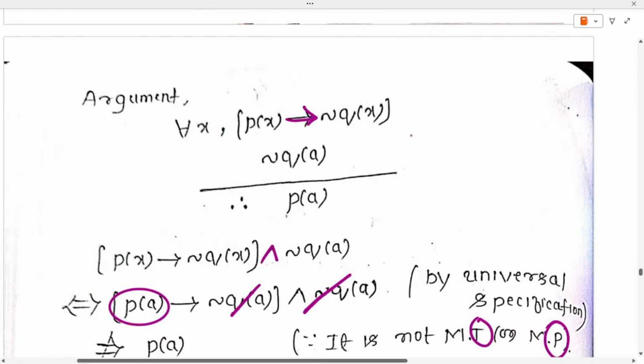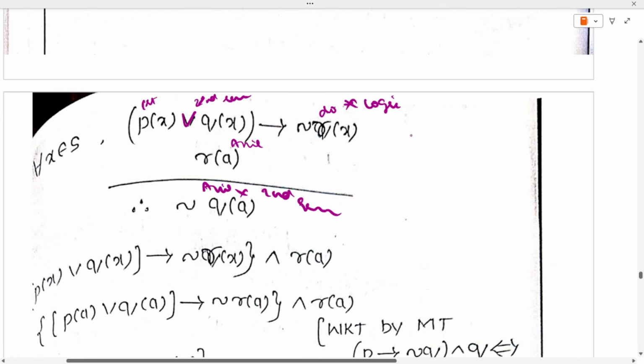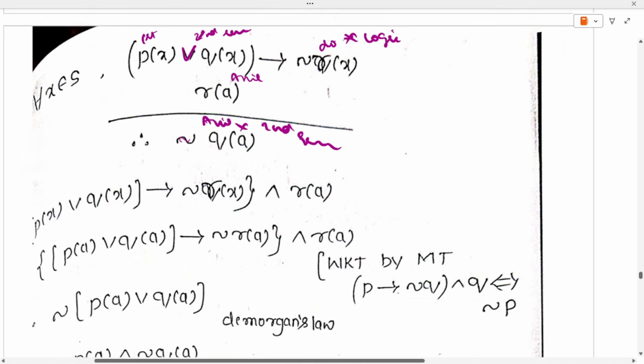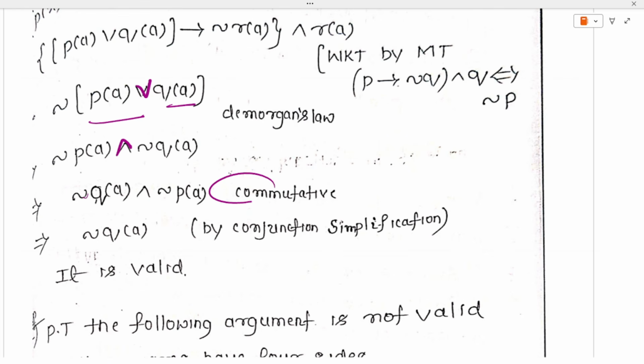Next is an invalid. I'll be explaining the next important question here. See, first sem, second sem and logic. Okay, and Anil they have given. Here you can see the negation and negation will get cancelled, and R of a, negation Q of a will be remaining. That means here if you apply, see, P of a and Q of a, the or will become and, and the negation, and the negation if you put inside, and the negation of Q of a will be remaining according to commutative. This is valid statement.